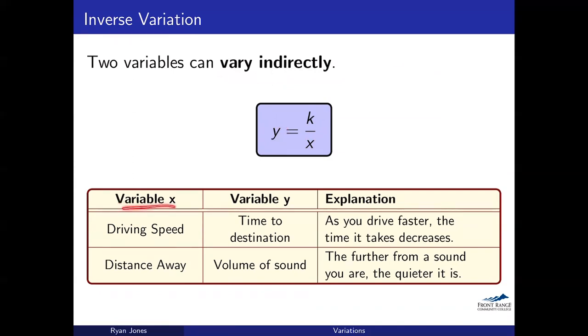So let's look at two examples here. If I have a variable x, I'm going to call it driving speed. So that's the speed that I drive my car. And then variable y is the time that it takes for me to get to wherever I'm going. Clearly, those are related, right?